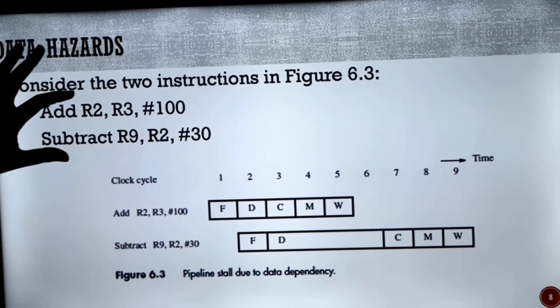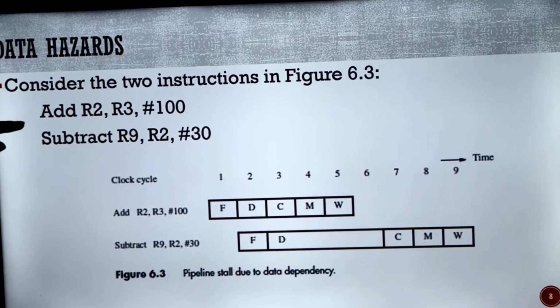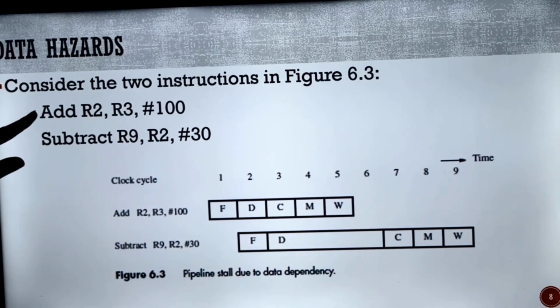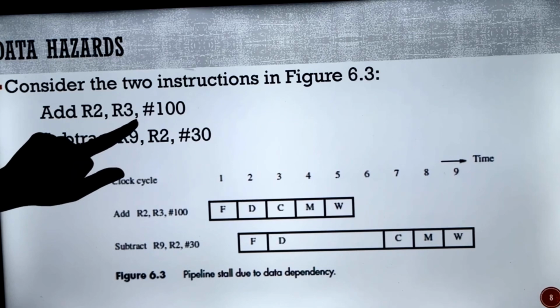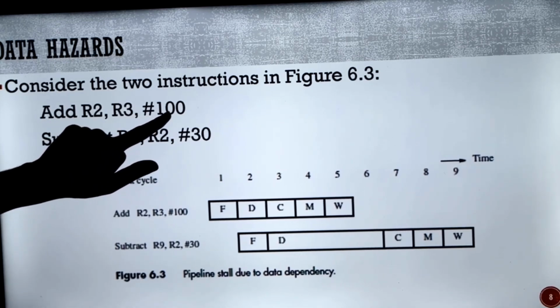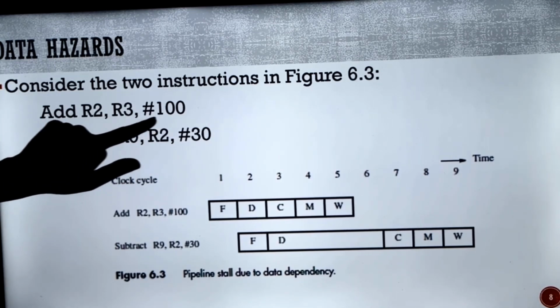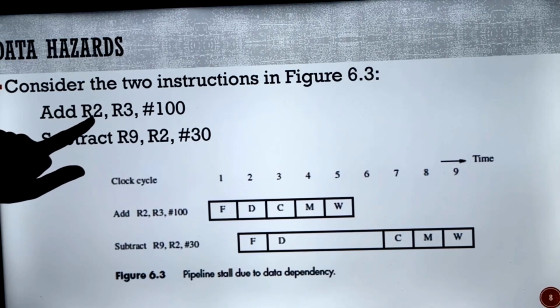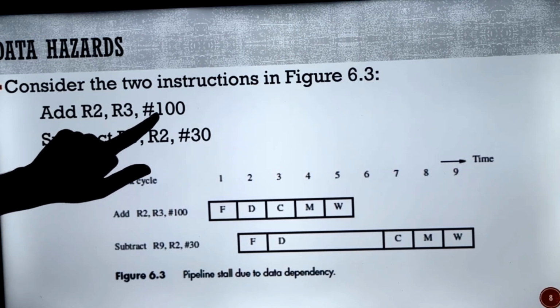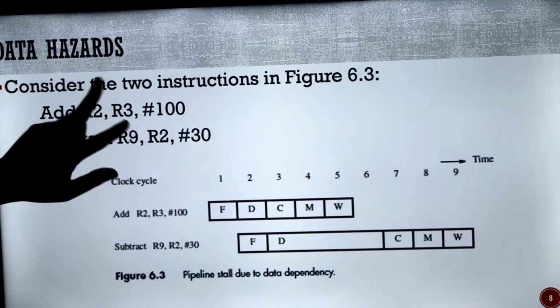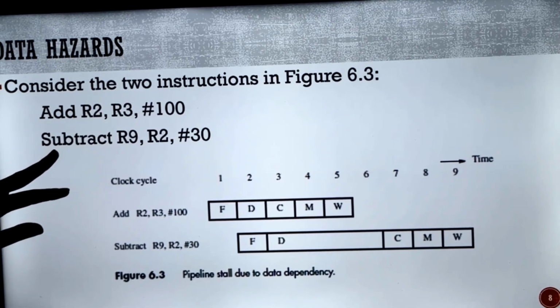This program contains two instructions. Fine. What is my first instruction? Add R2, R3 hash symbol 100. What does it mean? This instruction means R2 equals R3 plus 100. Very simple.